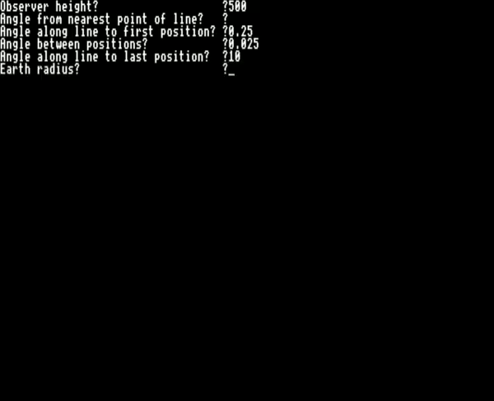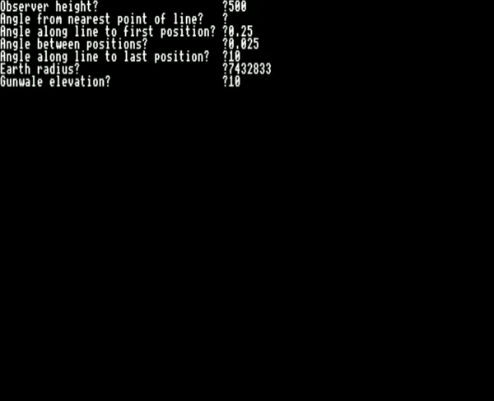Earth radius, we have a default value. If I just press enter, it will give me 6371 kilometers. But I'm going to go with 7/6 R. 7 over 6 times 6371 is 7432833. There we go. 7432833. There's no number pad on a BBC Micro keyboard.